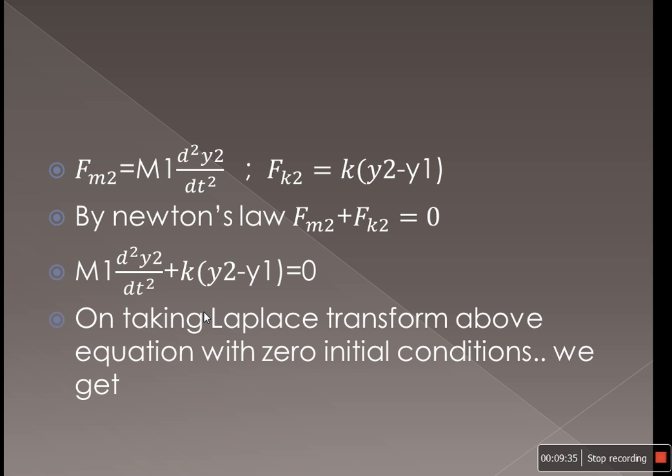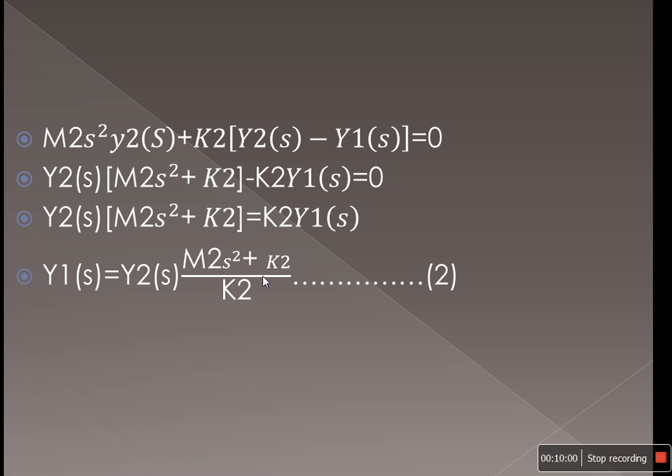What is the next step? The next step is taking the Laplace transform of this. Whenever we take the Laplace transform, m2 is constant, so let it be. The Laplace transform of d square y2 by dt square is s square into y2 of s. k2 is the constant, so let it be. The Laplace transform of y2 is y2 of s, and the Laplace transform of y1 is y1 of s. Substituting all the values, after taking the Laplace transform you get m2 s square y2 of s plus k2 times y2 of s minus y1 of s equals 0.